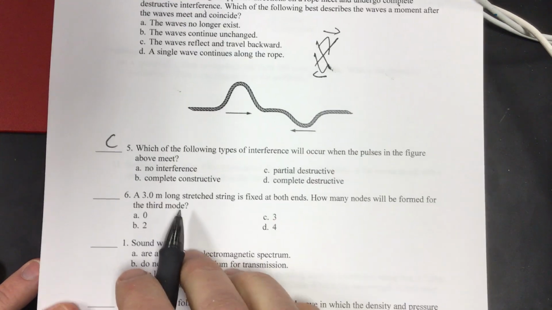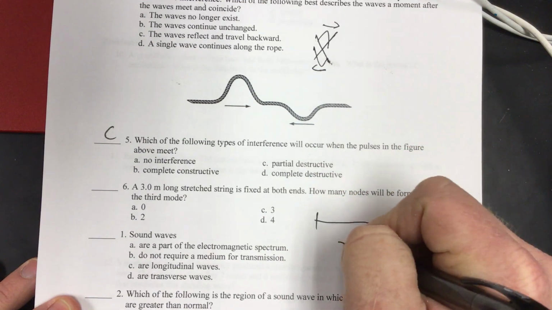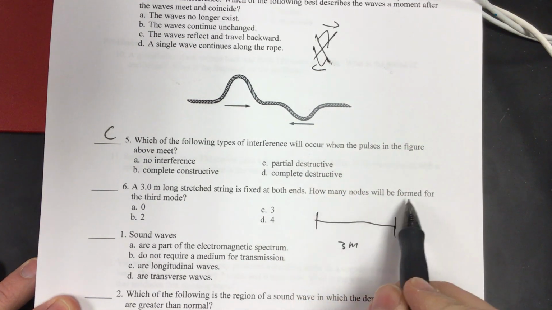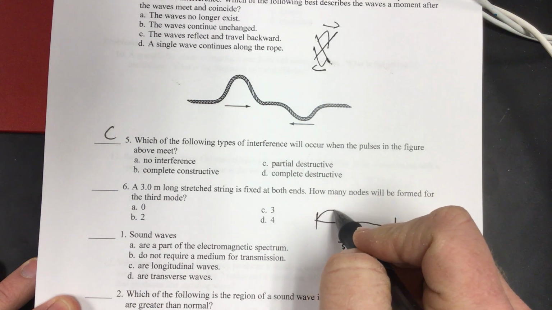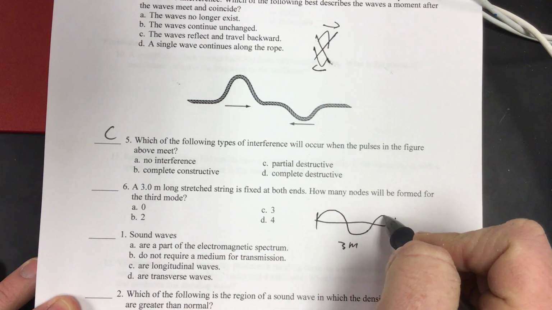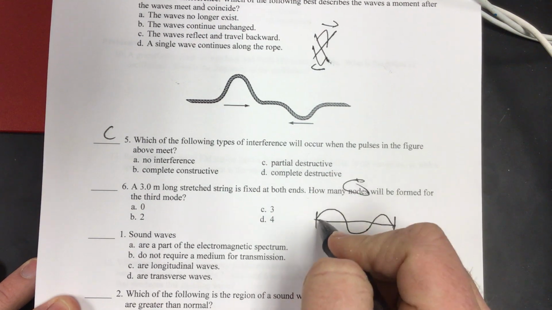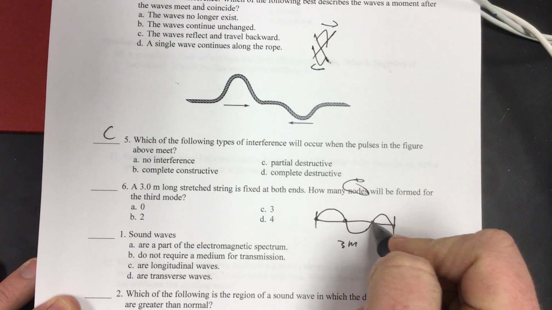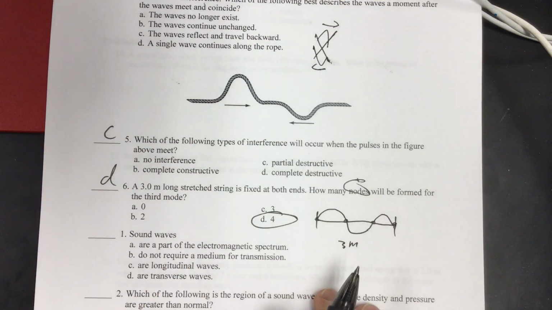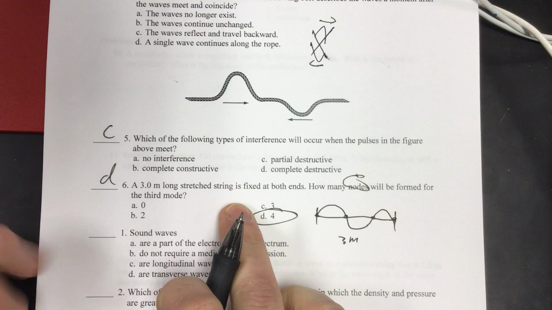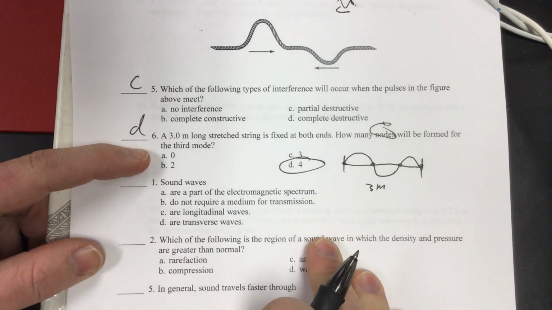A 3-meter long stretched string is fixed at both ends. So I've got 3 meters long. How many nodes will be formed for the third mode? So if we want to draw that on there, you've got 1, 2, 3 humps. And so then it's how many nodes? So we're looking at 1, 2, 3, 4 nodes. Make sure you can do this not just in a multiple choice, but in an actual problem style as well.